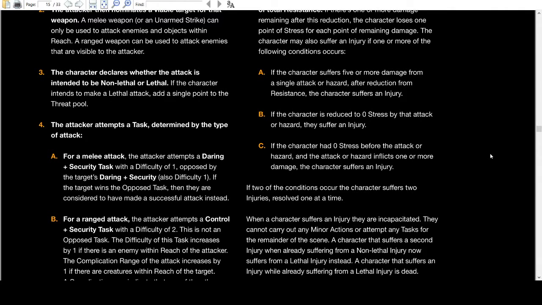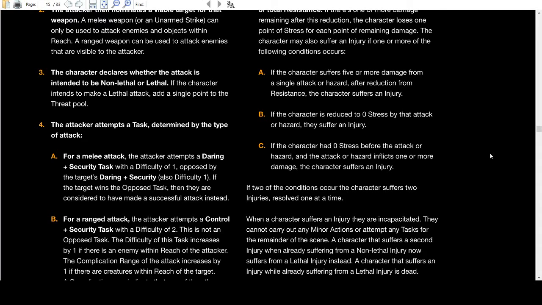Alright, step number 3, the character declares whether the attack is intended to be lethal or non-lethal. If the character intends to make a lethal attack, add a single point to the threat pool. Now this is obviously in contrast with Dungeons & Dragons 5th edition, where the melee attacker gets to decide whether the damage being dealt is lethal or non-lethal, for situations when you want to just knock someone unconscious for further questioning rather than kill them outright.